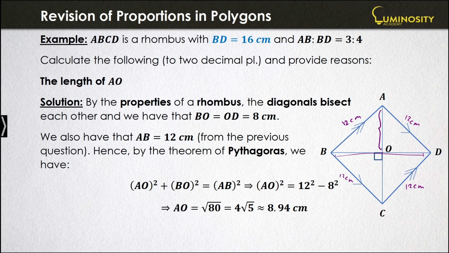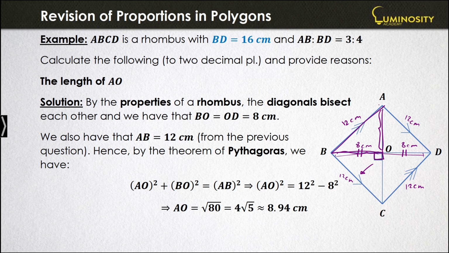That means because they bisect, bi meaning two or half, and sect cutting, so cutting into two equal pieces, that means BO equals OD. So both of these must be 8 centimeters, since we were given that the total length was 16 centimeters. We also know that AB is 12 centimeters from the previous question. And now we have a right angle triangle where the hypotenuse is 12 centimeters and an adjacent side is 8 centimeters. So if we use the Pythagorean theorem, we can solve for AO. So we get AO squared plus BO squared equals AB squared. We substitute the values in and we get an answer of 8.94 centimeters for the length of AO.